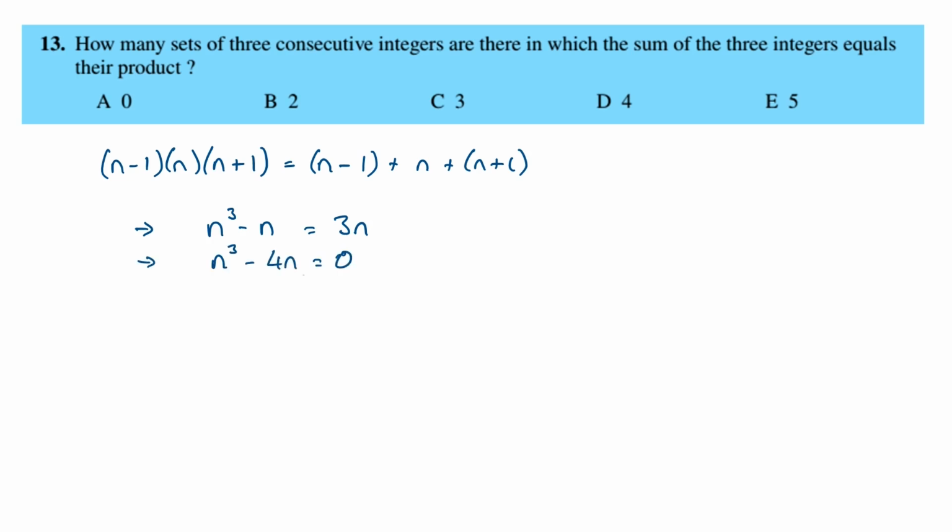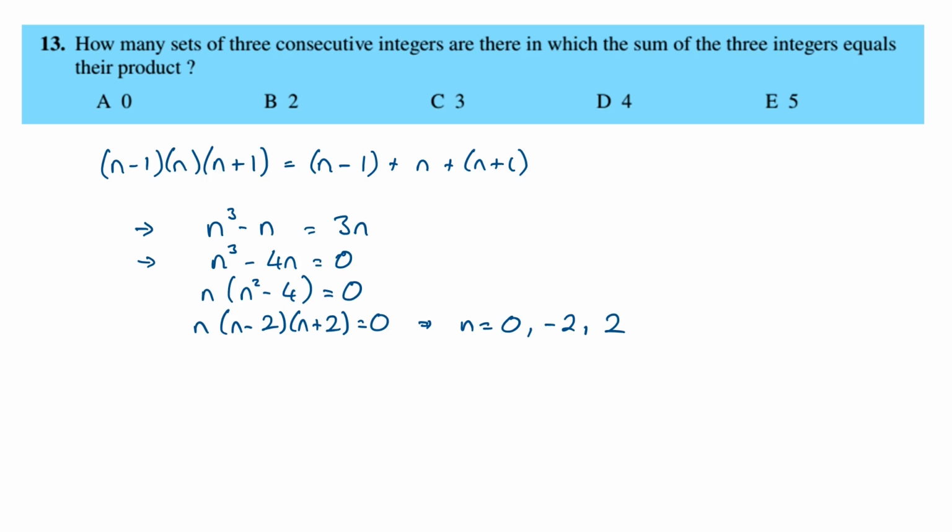Now, a common error here is to divide by n, but n equals 0 is a solution, or at least is a solution I need to try. So I factorize it down to n times n squared minus 4, difference of 2 squares, and that means my solutions are n equals 0, minus 2 and 2. So again, let's be clear what I'm doing here. If I let n equals 0, which gives me the numbers minus 1, 0 and 1, those will solve the requirement of the question.